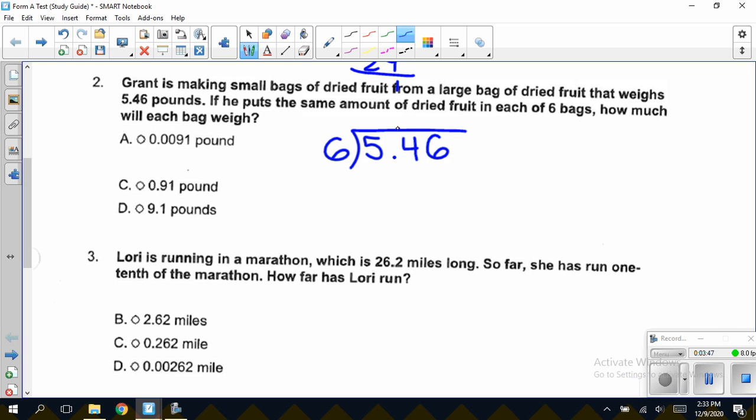Well, I know 6 cannot go into 5, so I'm going to place a 0 since it is in the ones place. And now 6 can go into 54 9 times. 6 times 9 is 54. Subtract, that leaves me with 0. Bring down my next digit. 6 goes into 6 1 time. 6 minus 6 is 0. So I find that I have 91/100ths, which gives me the answer of C.